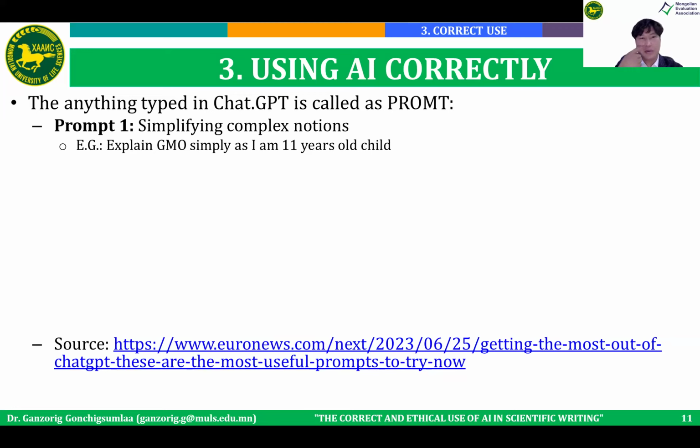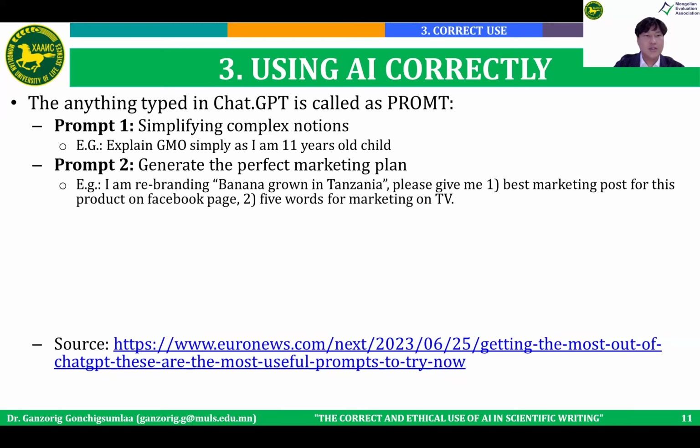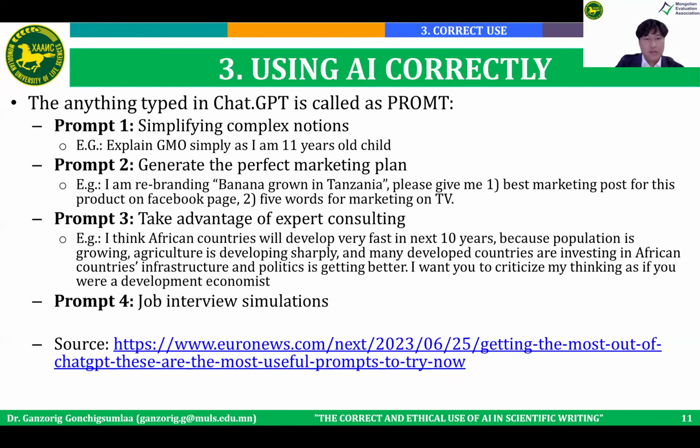This is just an example, because when you do research, like a first-year student, you don't know what GMO is, and then it can turn it into very simple, general knowledge, and then generate the perfect marketing plan. In marketing and advertisement, AI is used a lot, and then you can take advantage of expert consulting. Sometimes it consults you and gives you advice, which sometimes makes sense, sometimes not, but it has to be checked again. Job interview simulations can also be done, and you can make ChatGPT write like you.